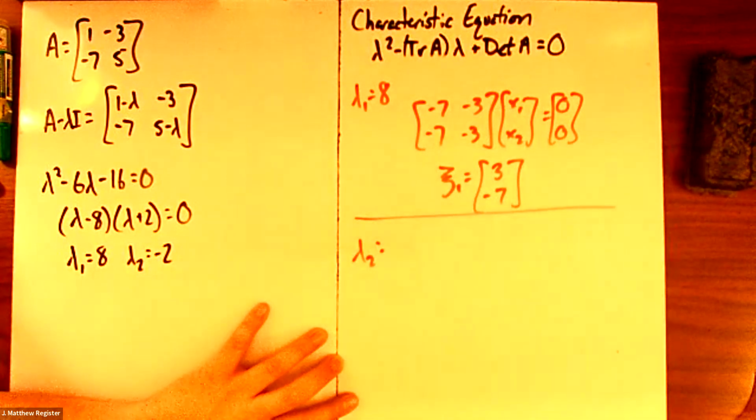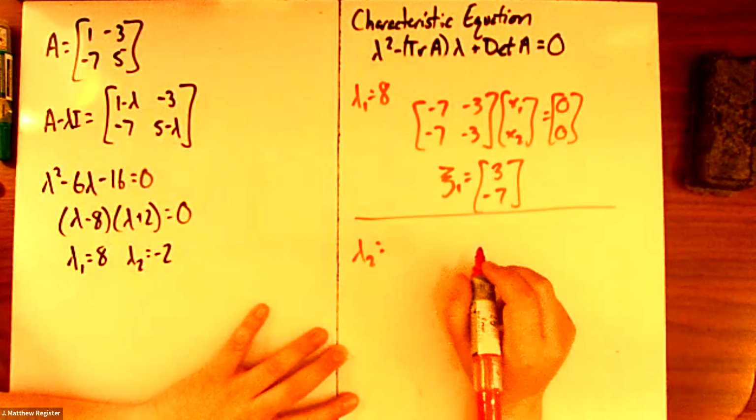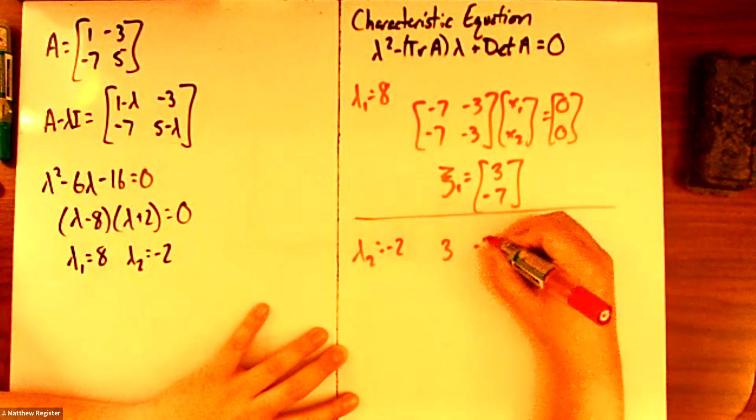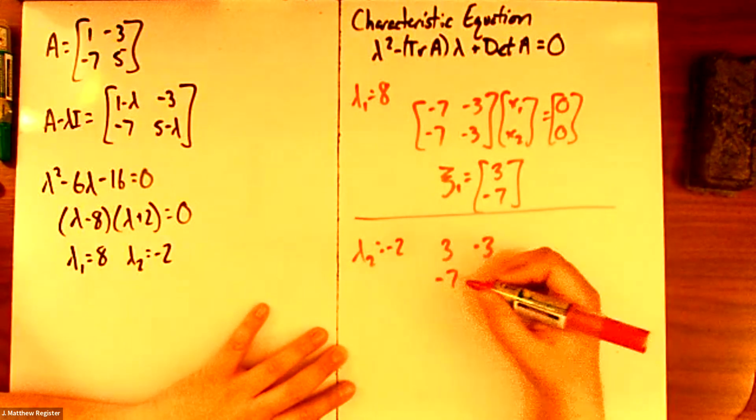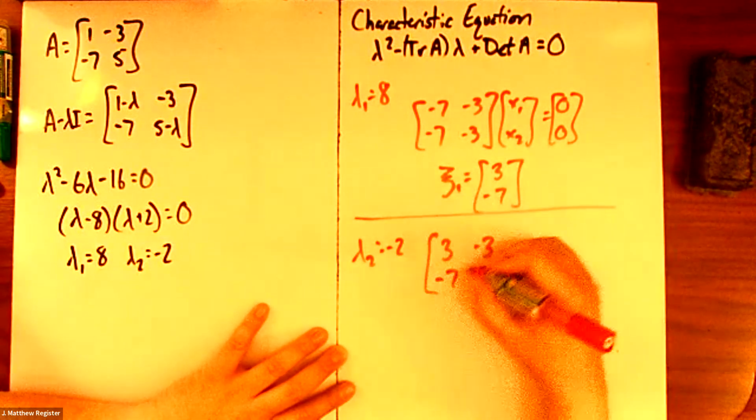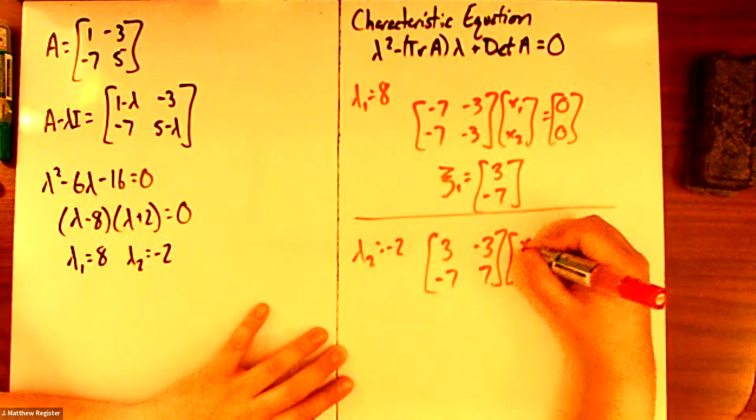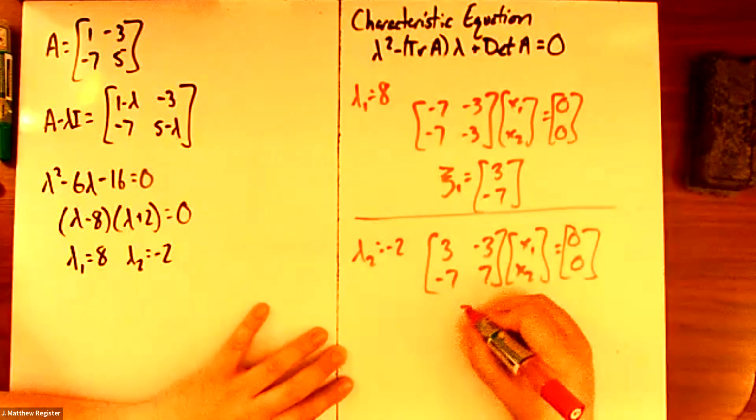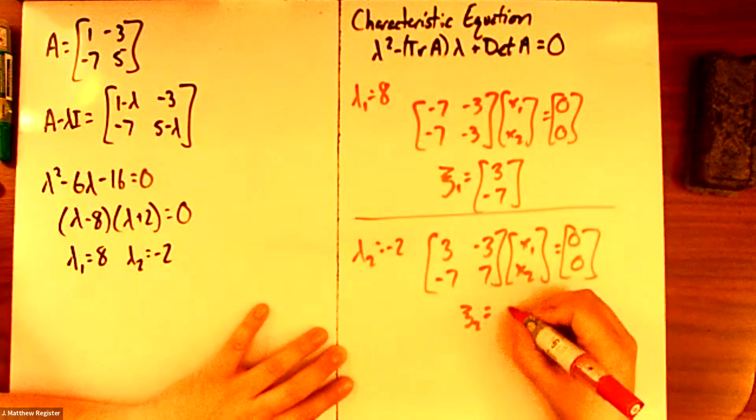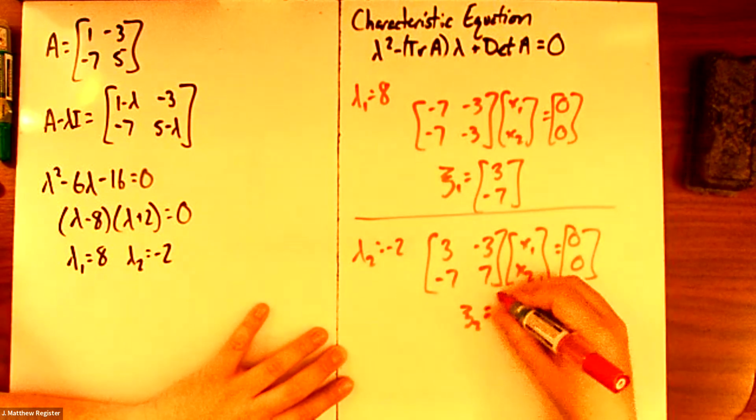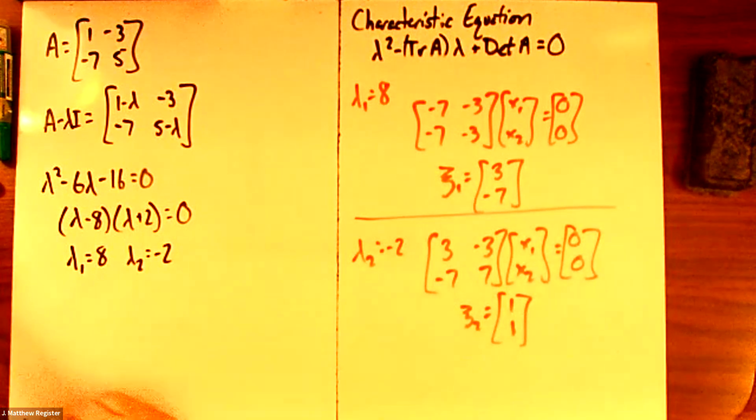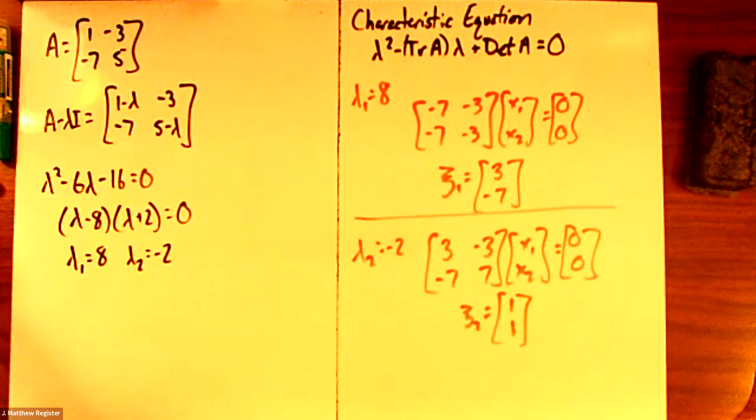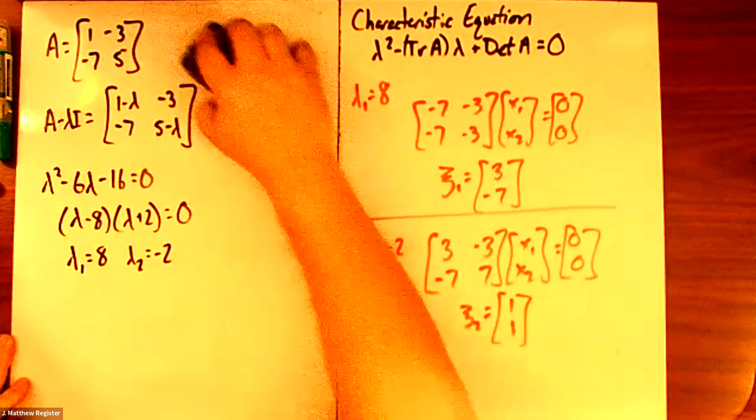For our second eigenvector, we plug in the -2. 1 minus -2 is going to give a 3. -3, then a -7 and a +7. Then we have x1, x2. And so our second eigenvector is going to be 1, 1. And so eigenvalue, eigenvector, eigenvalue, eigenvector. Let's try another.